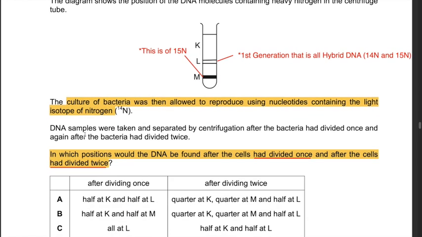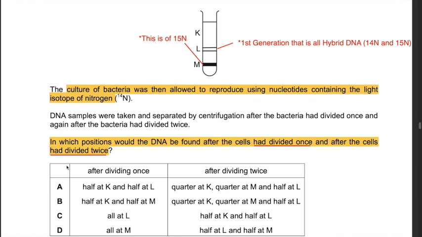So after dividing once, all should be at L, because the first generation is of hybrid DNA and all would consist of hybrid DNA, that is one strand of 14N and one strand of 15N. After the first division, it is placed into a culture containing the light nitrogen, that is 14N. Hence the answer is only C, because only C talks about all at L after dividing once, and after dividing twice, half at K and half at L. Therefore, the best possible answer being C.